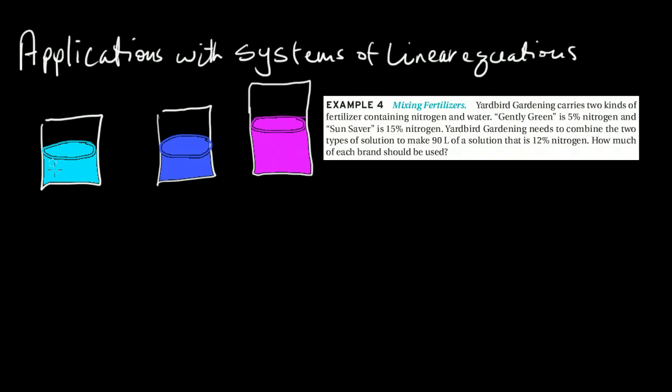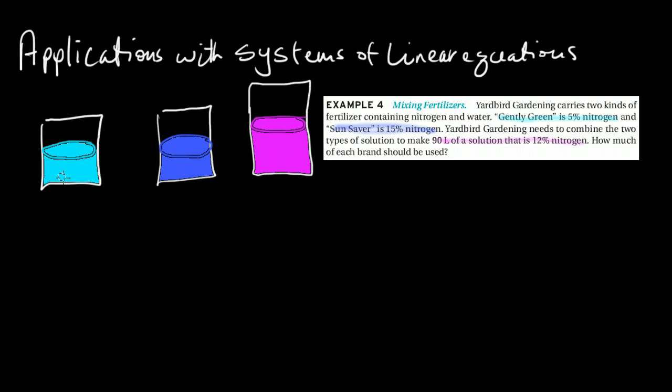It says Yardbird Gardening carries two kinds of fertilizer containing nitrogen and water. Gently Green, let's highlight this here, is 5% nitrogen. Then it tells us that Sunsaver is 15% nitrogen. We'll highlight that in blue. And what it wants us to make is 90 liters of a solution that's 12% nitrogen.